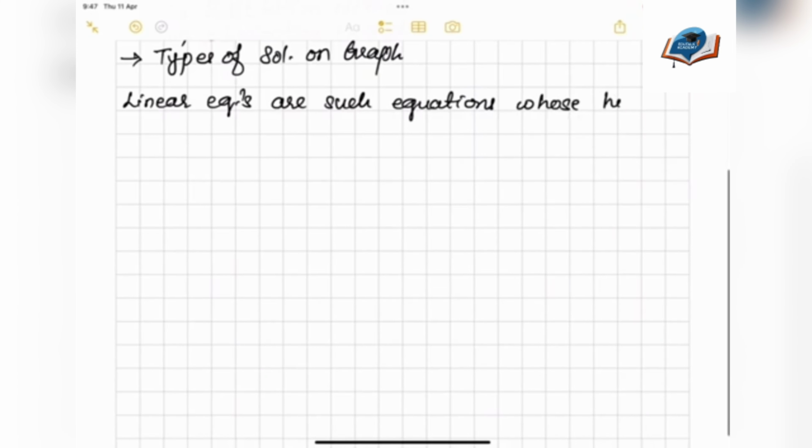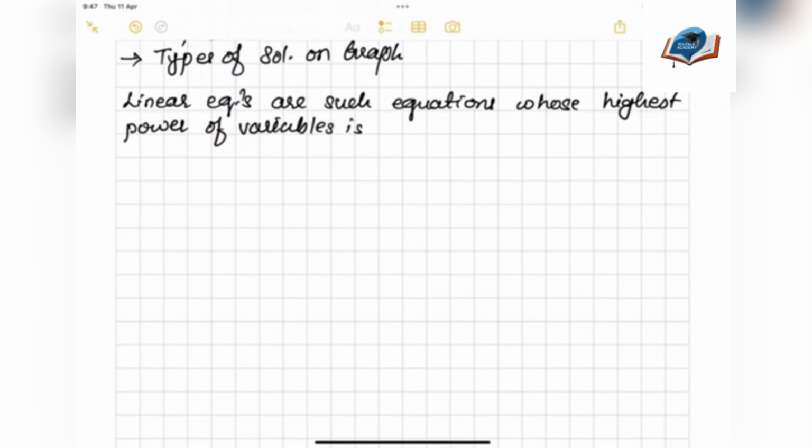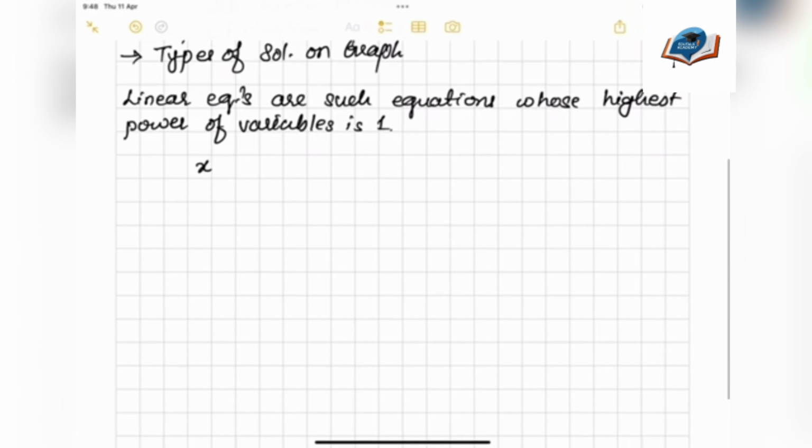Linear equations are such equations whose highest power of variable is 1. Here we are talking about two variables. For example, x plus 3y equal to 6, 2x minus 3y equal to 12.